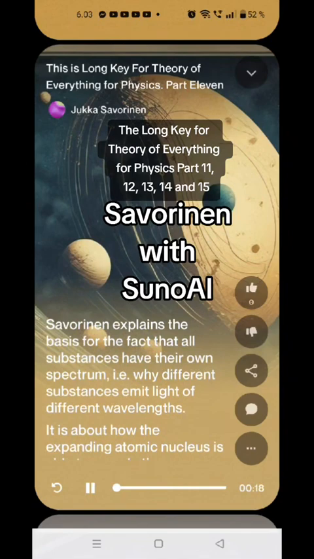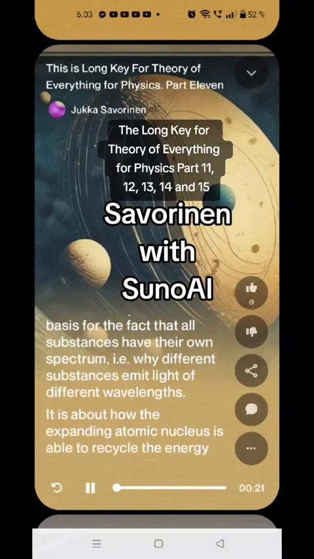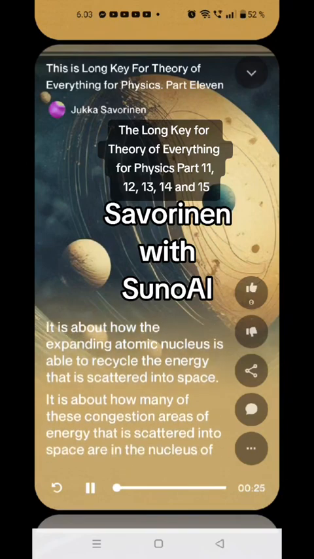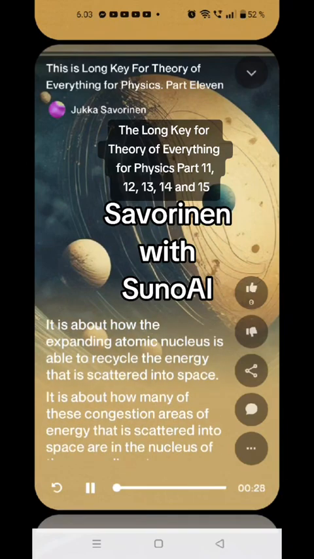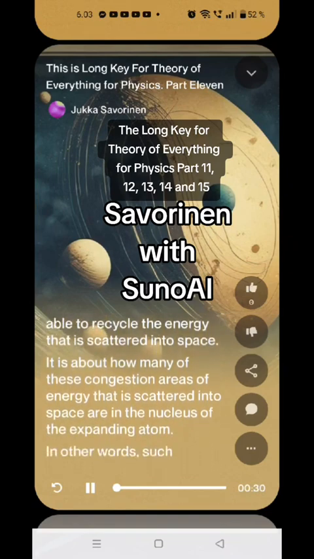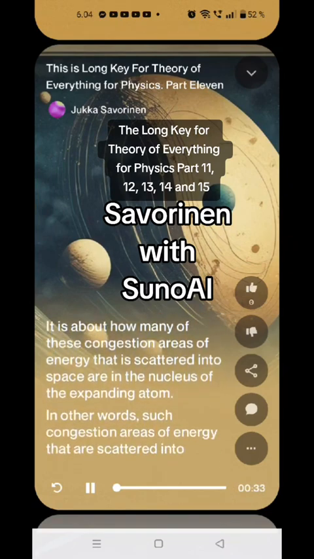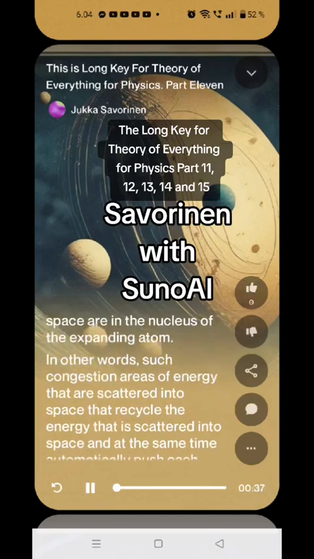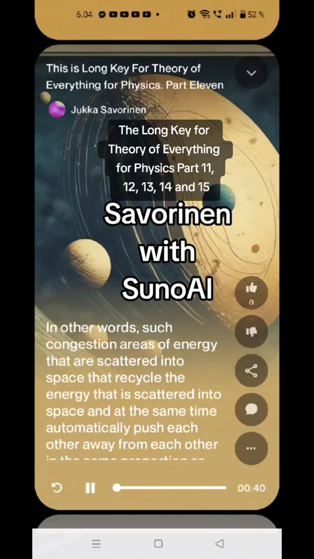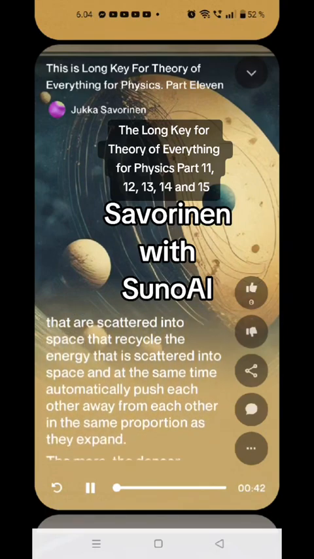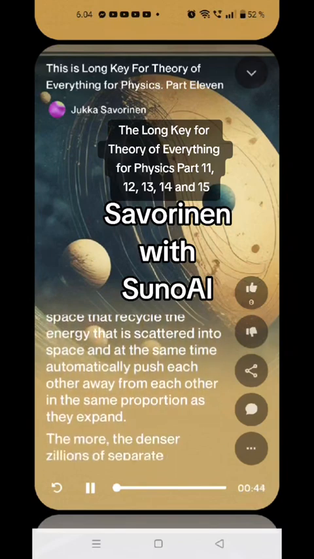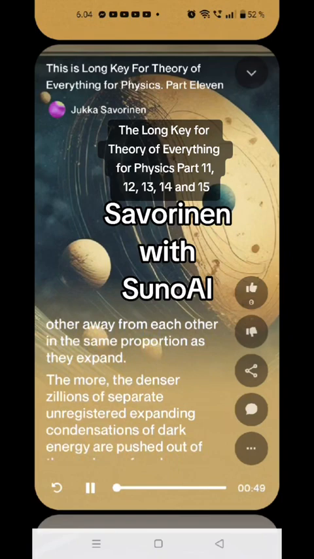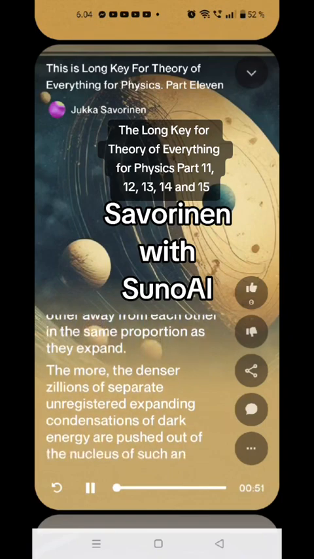Submarine explains the basis for the fact that all substances have their own spectrum. Why different substances emit light at different wavelengths. It is about how the expanding atomic nucleus is able to recycle the energy that is scattered into space. It is about how many of these congestion areas of energy that is scattered into space are in the nucleus of the expanding atom. In other words, such congestion areas of energy that are scattered into space recycle the energy that is scattered into space and at the same time automatically push each other away from each other in the same proportion as they expand.